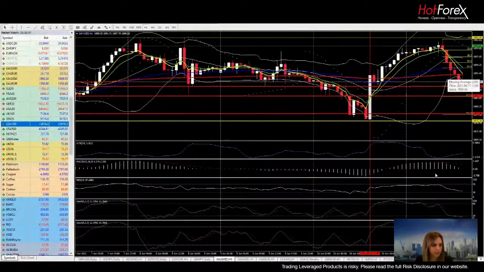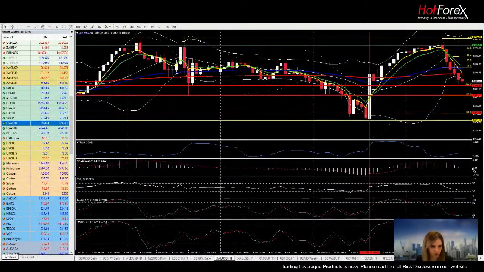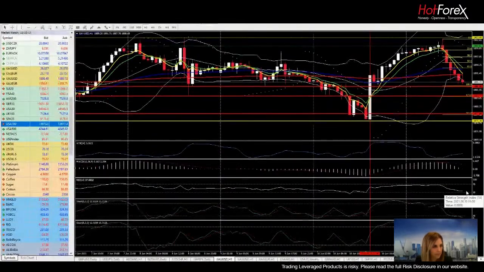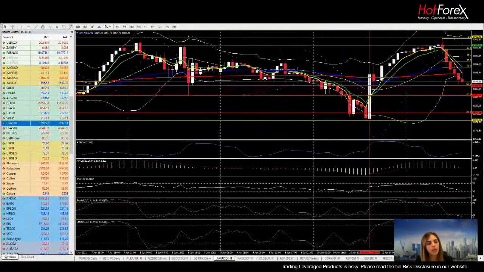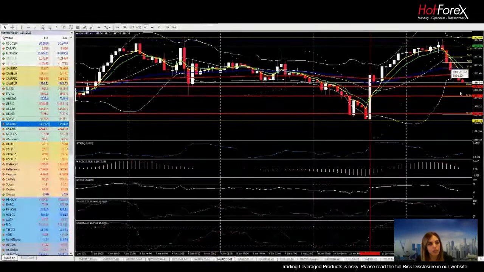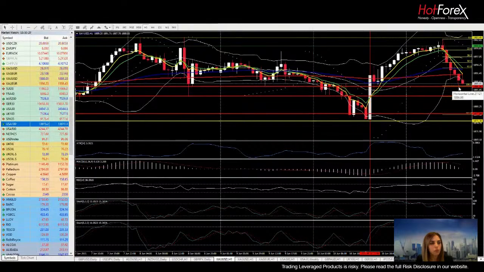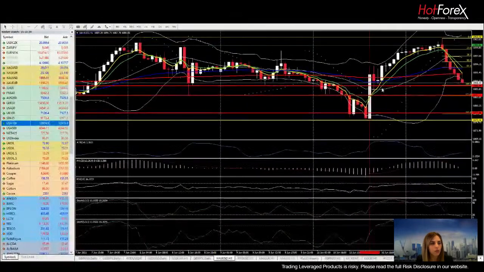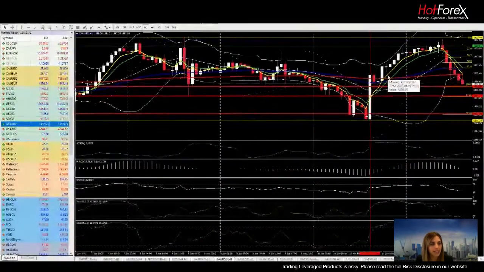For the time being, MACD is neutral, so it doesn't give us an indication. RSI is at 37, but it has flattened. Stochastic is already in oversold conditions, so we might see this decline running out of steam. That's why you need to keep an eye on whether it will manage to break last hour's low at 1886.